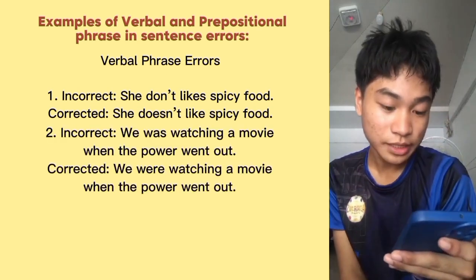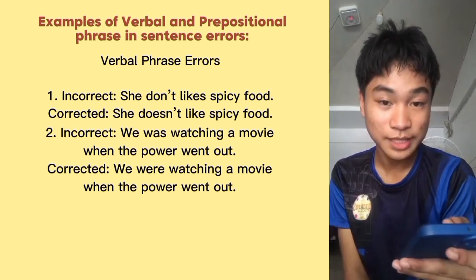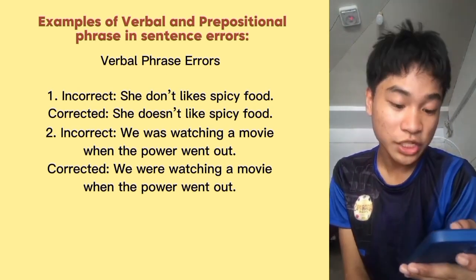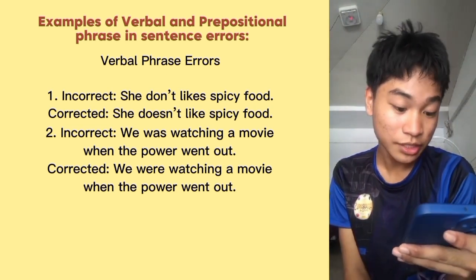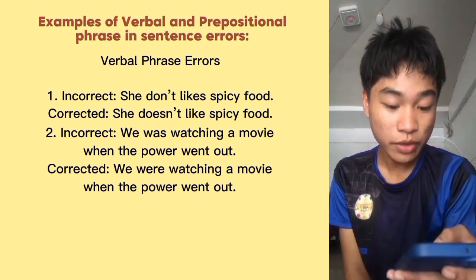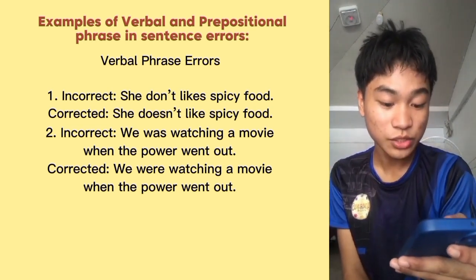Number 2, the phrase "we was watching a movie when the power went out" is incorrect. The correct phrase is "we were watching a movie when the power went out." The verb "was" is singular and should be used with singular subjects like he, she, or him. However, "we" is plural, so we must use "were" instead.